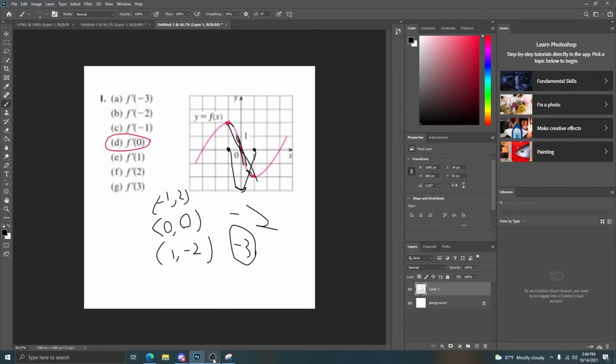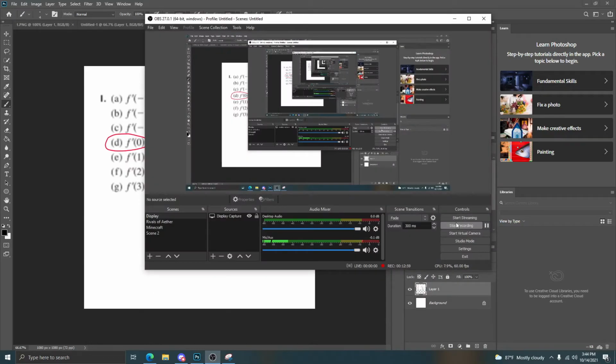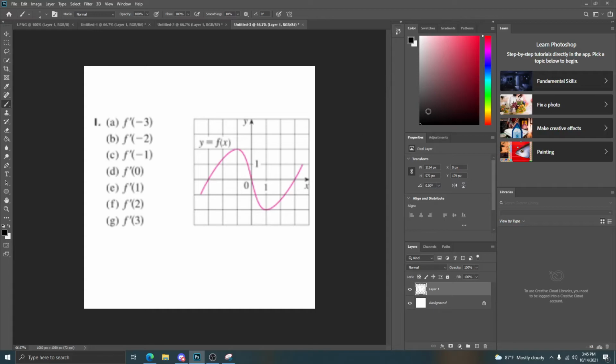And I'll do one more. I don't know if you'll need it, and I don't know how helpful this has been so far, but I'll do one more. One second. So the derivative at 3.